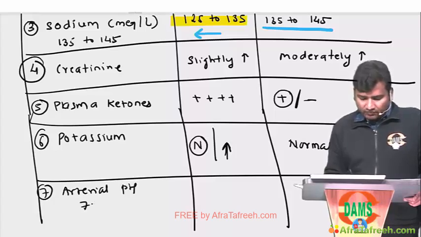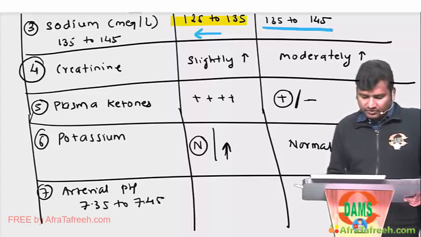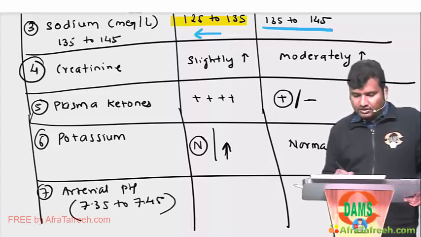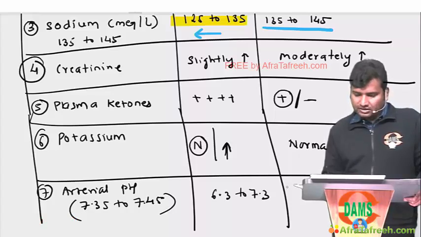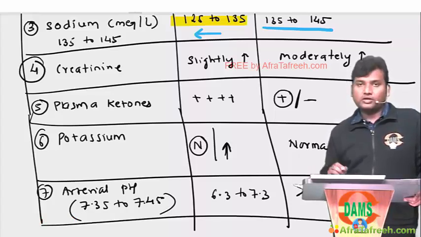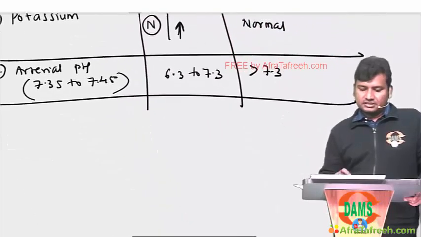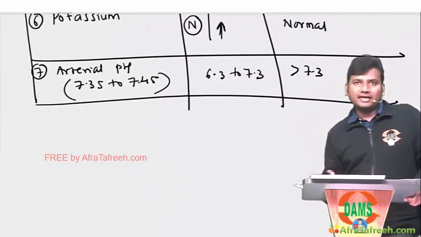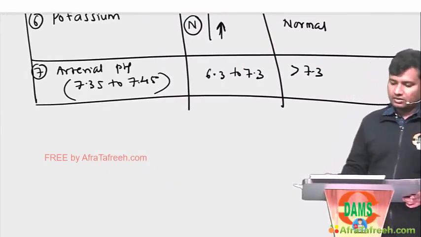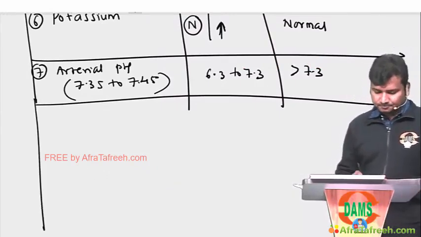Normal level of pH is 7.35 to 7.45. This is the normal level. pH will decrease in DKA and it will become 6.3 to 7.3. In HHS, it will be more than 7.3. pH is decreasing in DKA because ketones are donating a lot of H plus ions.